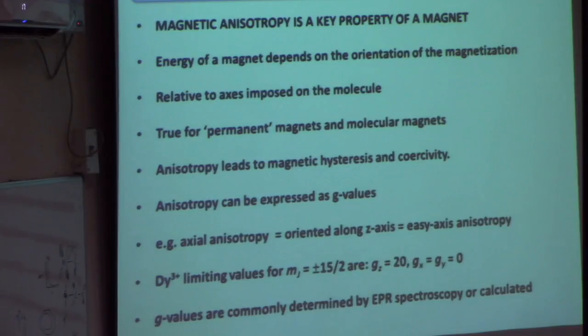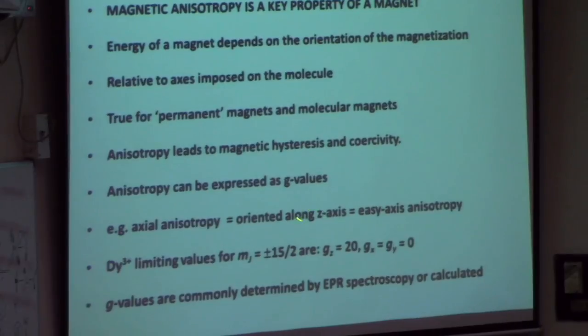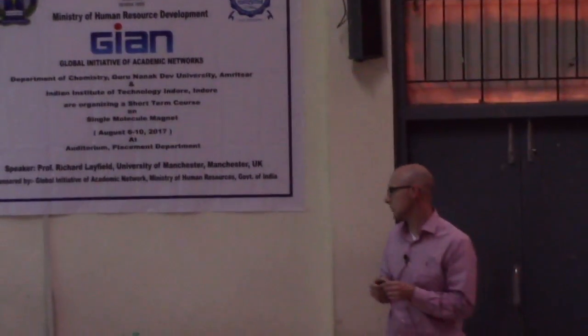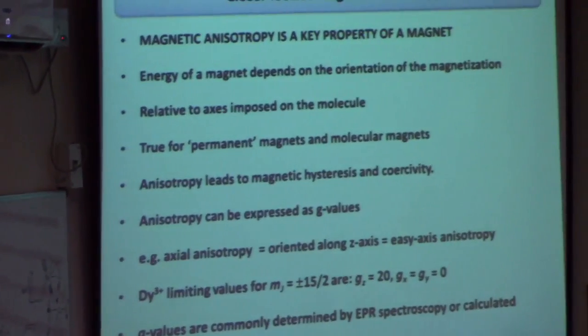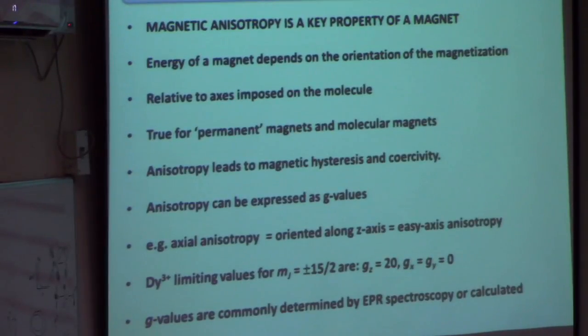A different way of trying to quantify that is in terms of these g values. So for oblate electron density, you're said to have something called axial anisotropy, which is then oriented along the z-axis, by definition. Again, we're going to come back to this for sure. And this is said to be easy-axis anisotropy, which is a term that you may know about if you've read something about single molecule magnets.